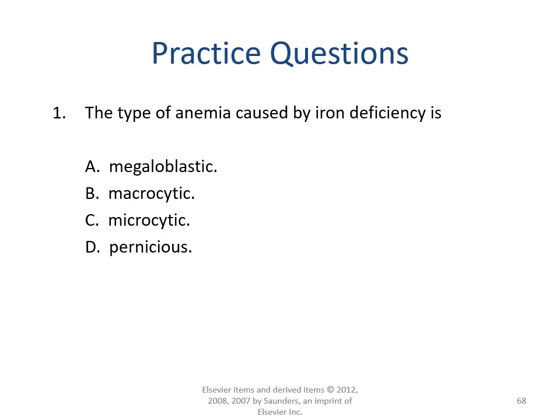So let's take a look at some practice questions. So the type of anemia caused by iron deficiency. I know what you want to say is iron deficiency anemia, yes. But what do these cells look like? And so this is answer choice C, microcytic anemia.